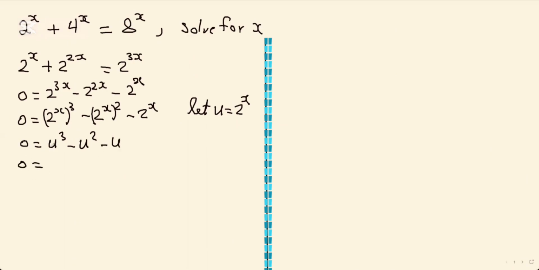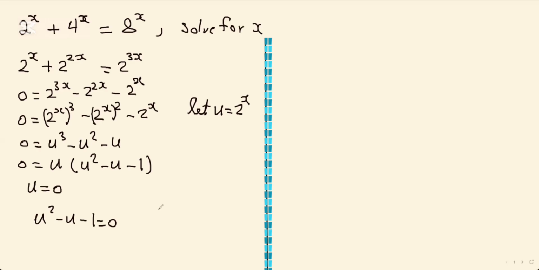And at the same time, I'm going to factor this by taking out u as the greatest common factor, and I'm going to get u squared minus u minus 1. Now from here, this u is factored out, so we have u equals 0. But for the equation u squared minus u minus 1 equals 0, I cannot factor it, so I'm just going to use the quadratic formula to solve it.